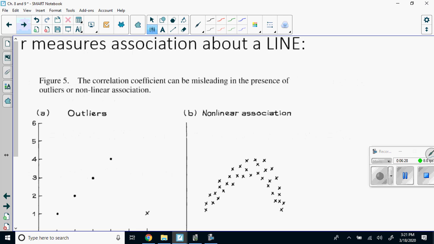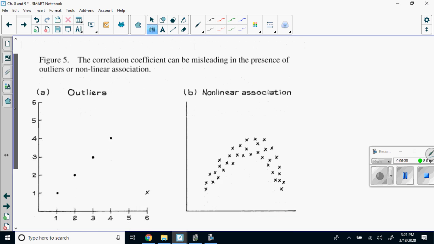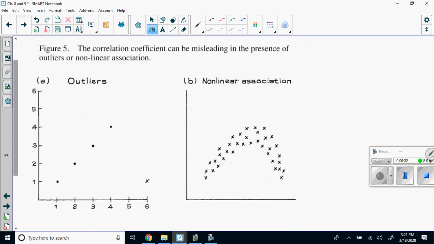So the correlation coefficient can be misleading in the presence of outliers and nonlinear association. We just talked about that, but just another example. This is linear, but then this outlier right here is going to make the correlation very small, whereas if we get rid of that outlier, the correlation is very big or very strong. And this would be more like a parabola.